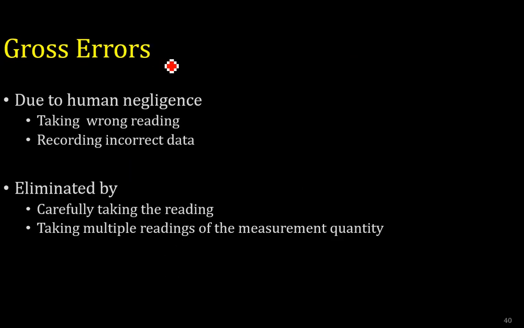Next type of error is gross error. This is generally due to human negligence. You are taking a wrong reading, you are not applying some correction factors, and after reading you are recording the data incorrectly. Such issues can happen while you are taking the reading, especially during your laboratory experience. You have a lot of human negligence coming. Such errors can be eliminated by carefully taking the reading, and multiple readings can be taken. So we have seen already about repeatability, precision. Okay, so multiple readings can be taken to verify your reading.